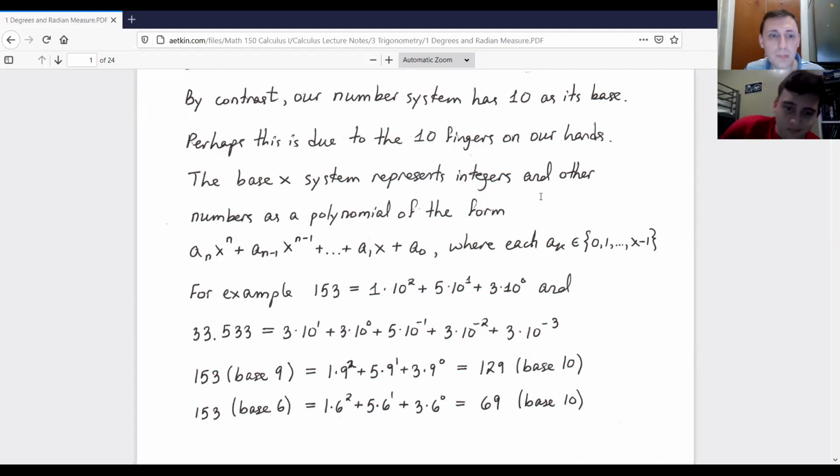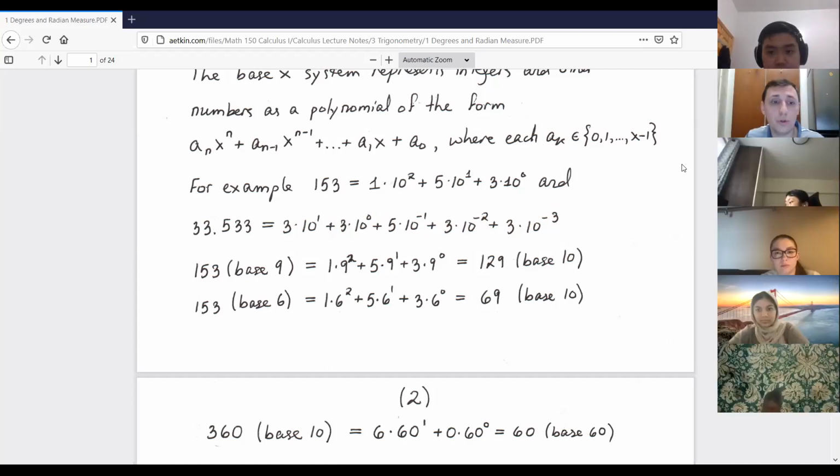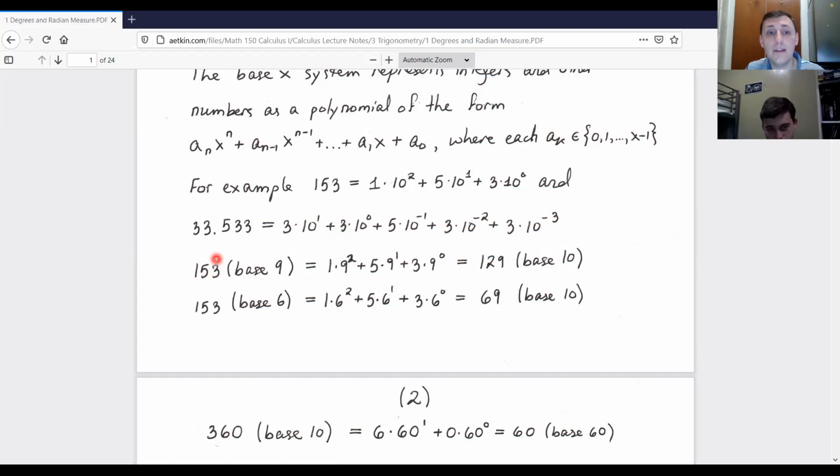So, for instance, the number 33.533 is the same as 3 times 10 to the power of 1 plus 3 times 10 to the 0 plus 5 times 10 to the minus 1 plus 3 times 10 to the minus 2 plus 3 times 10 to the minus 3. Right? Now, how do you write 153 in base 9, guys?